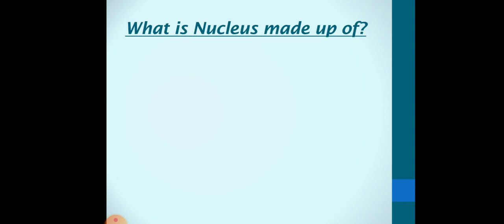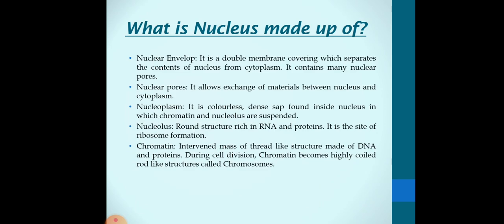Now what is the nucleus made up of? What are the things that are present inside the nucleus? Let's study. The first one is the nuclear envelope. Nuclear envelope is a double membrane covering which separates the contents of the nucleus from the cytoplasm. It contains many pores, which are called nuclear pores. The word pore means holes. So the nucleus has certain holes in it, called nuclear pores, and these nuclear pores allow exchange of materials between nucleus and cytoplasm.